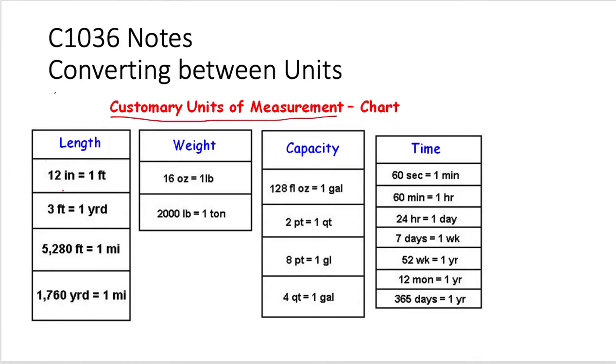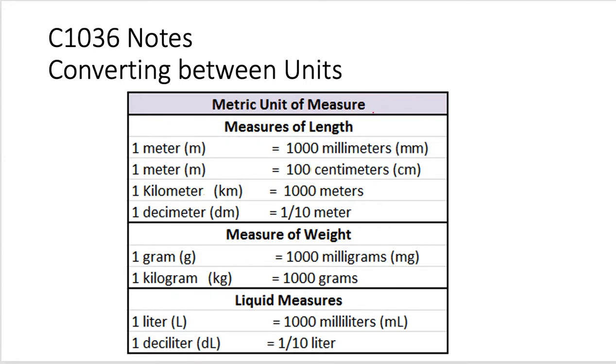So for length, 12 inches equals a foot, 3 feet equals a yard. It's got the weight, capacity, and time. Copy all of those down. Okay, once you've got those, this is the second slide of notes here, and this shows the metric units. Copy all of these down as well. Go ahead and pause the video, copy these down.